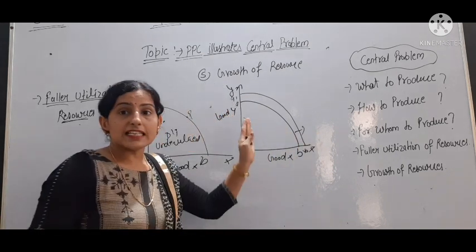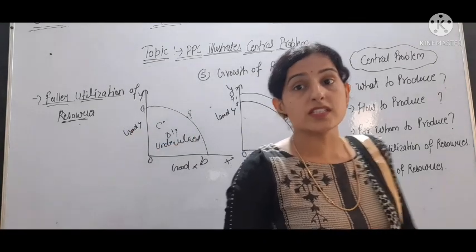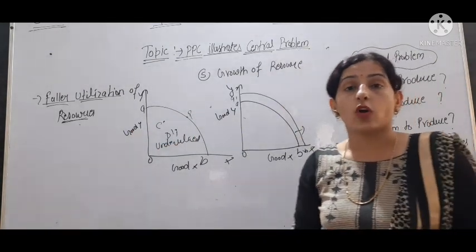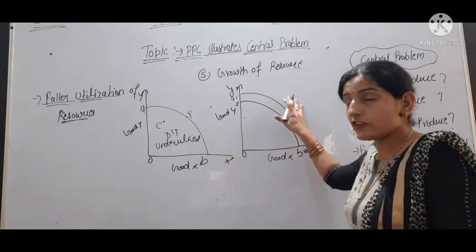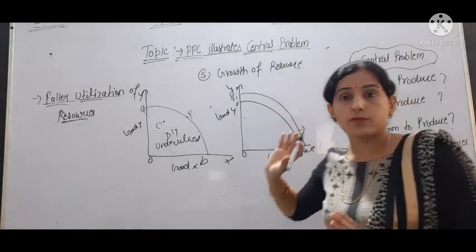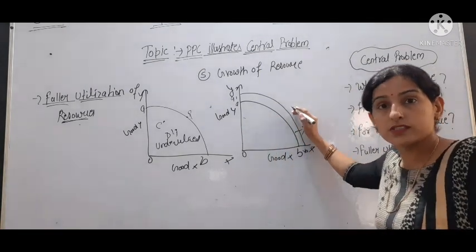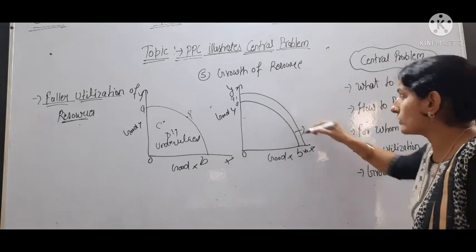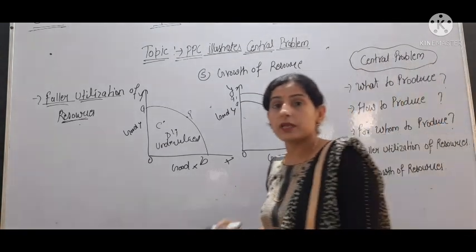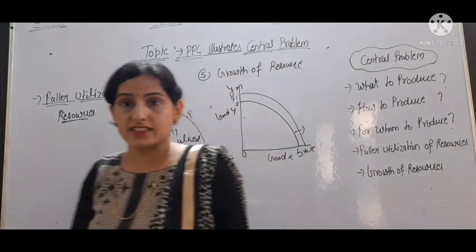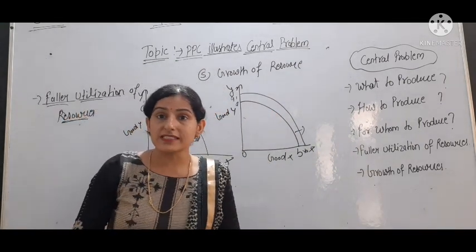There is an increase in the resources, and due to the increase in the resources, more production of goods will take place, and there is a shift in the production possibility curve. Now the producer can produce more goods by taking any combination on this point. So due to growth of resources, the PPC shifts towards the right side. So students, we have discussed the PPC.